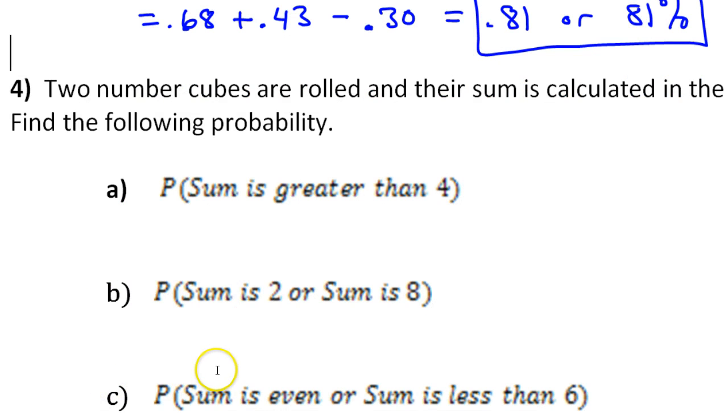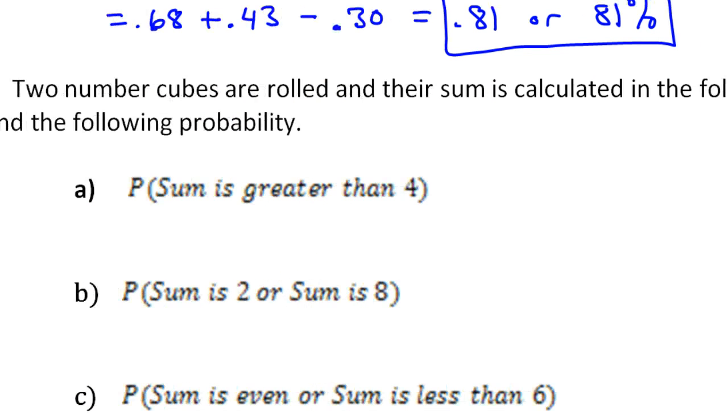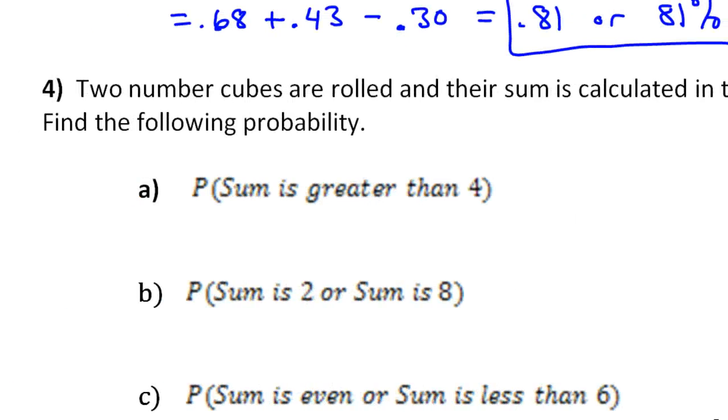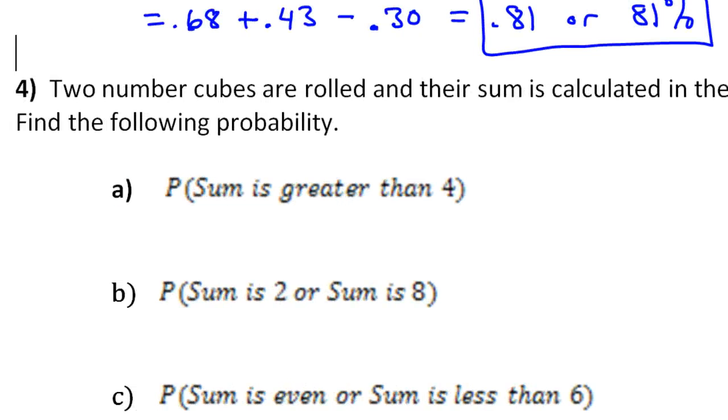Number 4, 2 number cubes are rolled. These are sometimes called dice. Their sum is calculated on the following table. You get it, right? If you roll a 2 and a 3, then that's a sum of 5. So these numbers are sums. Find the following probability. Find the probability that the sum is greater than 4.